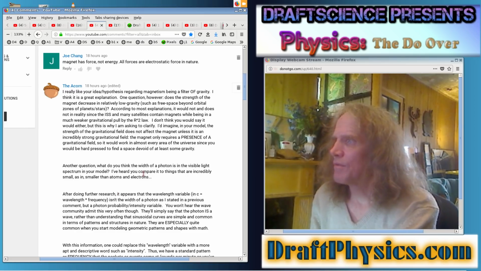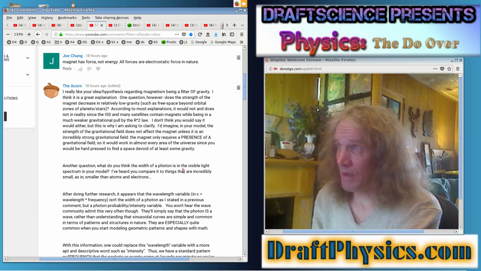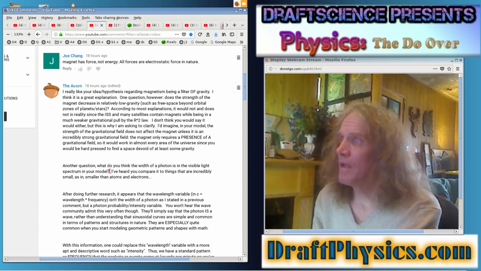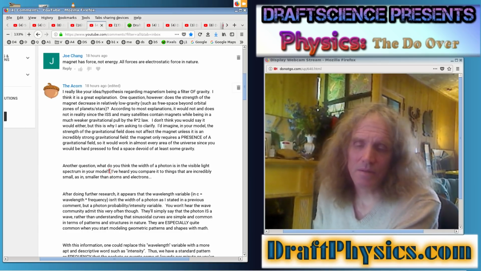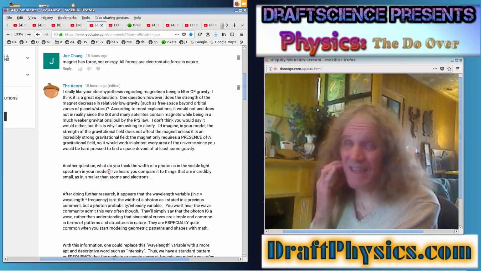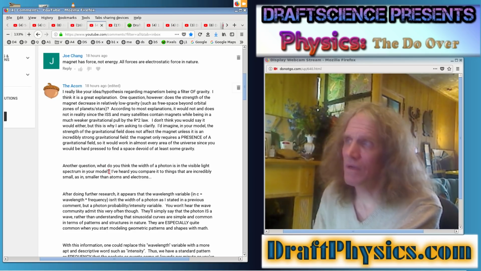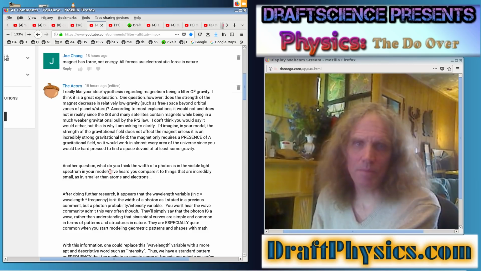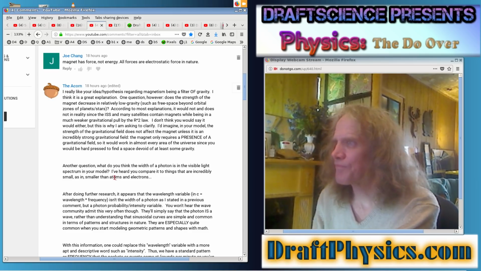All right, another question. What do you think the width of a photon is in the visible light spectrum in your model? I don't think it's relevant. It can be, just go ahead, pick any number. Its momentum is the only thing that matters, and the fact that it hits electrons. But I don't think it needs to have a width, a photon. It's a force, and the width of the electron would be the more interesting question.